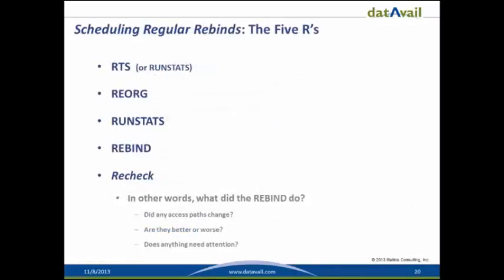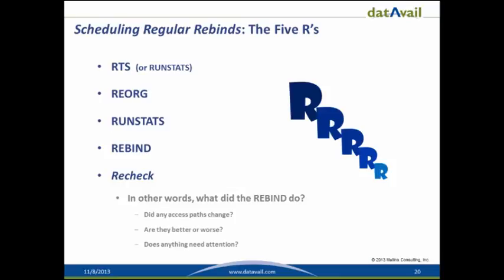This brings us to the 5 R's, and you may have heard this talked about as the 3 R's, but really there are 5 involved in it. And this is how we schedule our maintenance of our DB2 table spaces. We look at real-time stats. You can still look at runstats, but the real-time stats are going to be more up-to-date for you and help you gauge when you need to run a reorg.